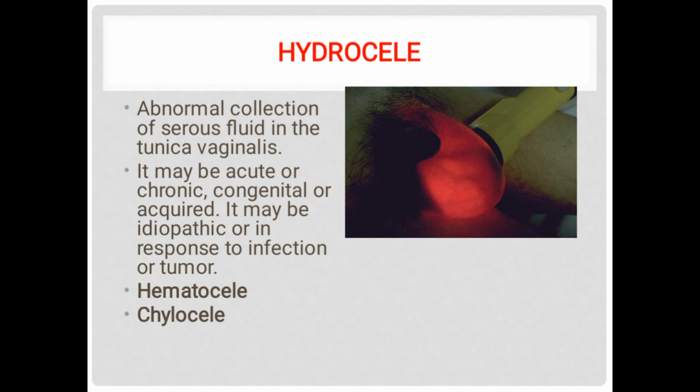Hydrocele. This is an abnormal collection of serous fluid in the tunica vaginalis. Tunica vaginalis is the serous membrane that surrounds the testis and the epididymis. When there is a collection of serous fluid inside this membrane, it is called hydrocele. It may be acute or chronic, congenital or acquired. It may be idiopathic or a response to infection or tumor. Or hematocele, that means there is a collection of blood in this tunica vaginalis. Or pyocele, that means a collection of pus inside this tunica vaginalis.